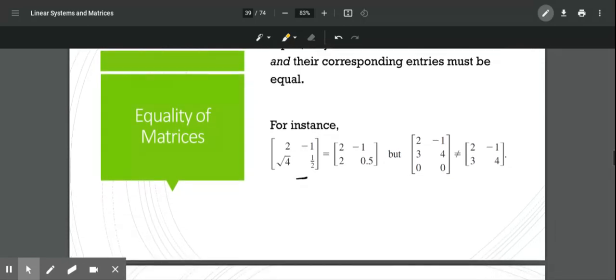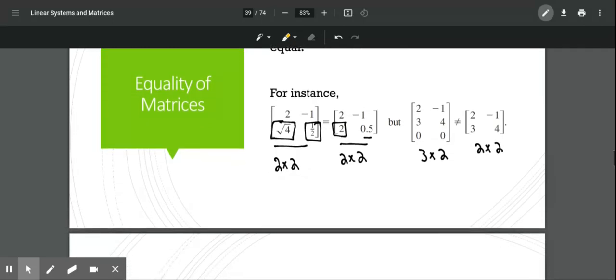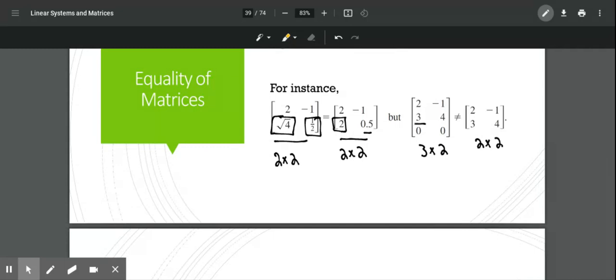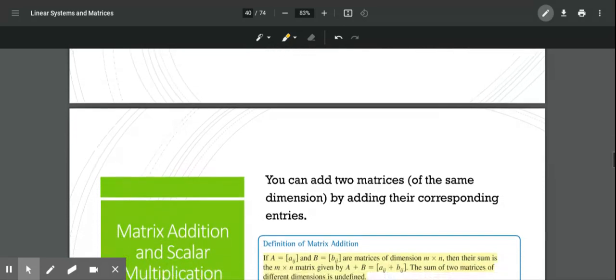So if you look here, where you have this matrix and this matrix, those two are equal, even though they don't look the same, because you know that the square root of 4 is really 2, and another way that you could represent 1/2 is 0.5, right? And these are both 2 by 2 matrices. If you look at this next example, you have a 3 by 2 matrix and a 2 by 2 matrix. Just by the fact that they don't have the same dimensions, the matrices aren't equal. Even though this one just has that row of zeros, the different dimensions determine that they're not equal.